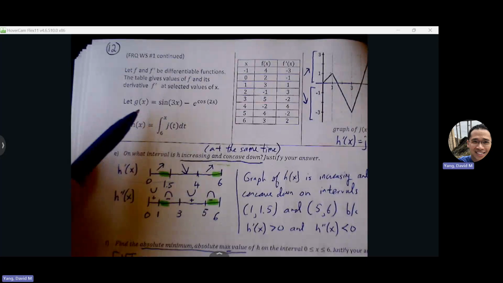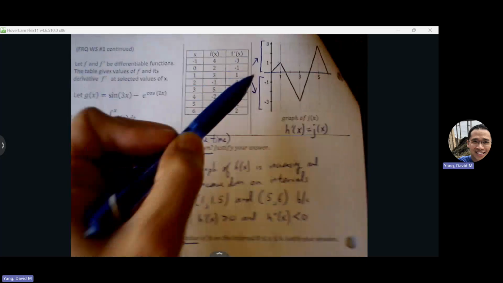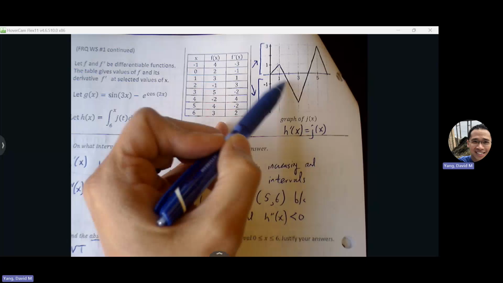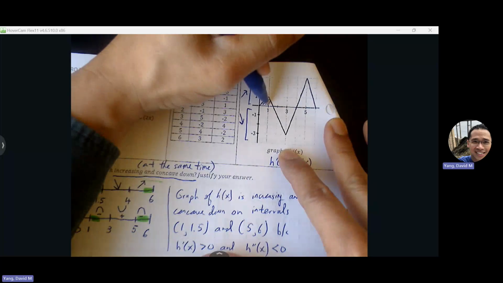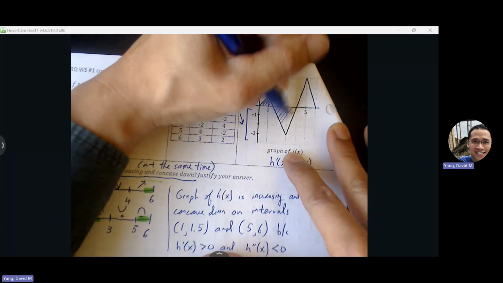And they're all going to get inserted into h of x, which is going to require us to involve areas and displacements under our j graph. So I'm going to go ahead and find all the areas that I need so that I can have easy access to them.